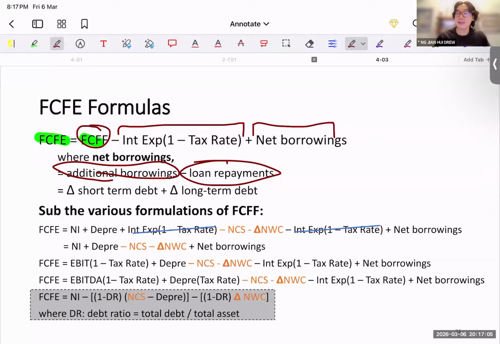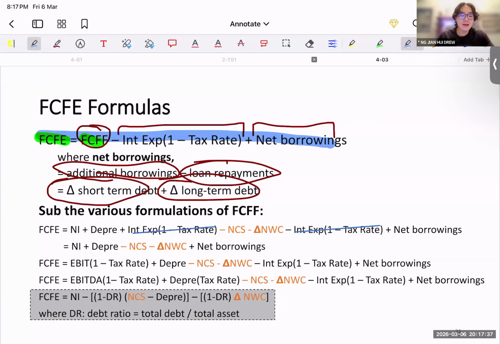Alternatively, if we look at the balance sheet, we can determine it by taking the change in short-term debt plus the change in long-term debt, right? And how do we determine the change? We just take this year's short-term debt minus last year's short-term debt, and this year's long-term debt minus last year's long-term debt. That's how we determine the change, to determine the net borrowings as well. So this is our basic formulation for our FCFE.